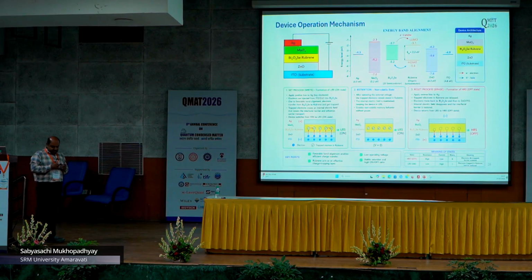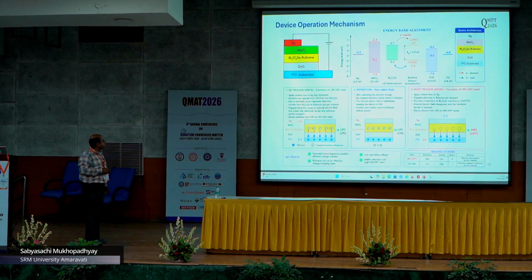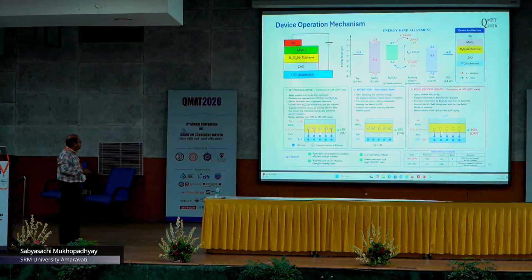So how the device mechanism is going to work, or what is the physics behind it, is what we understand. When you make any memory device, it has to go through set, retention, and then the reset process. In the set process, we apply a positive bias on the top electrode. When we apply positive bias, the electrons are injected from here, and then due to the favorable band diagram at the interface, those electrons are going to get trapped at the interface, mostly on the ruby side.